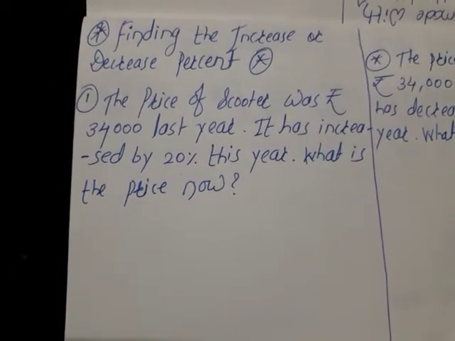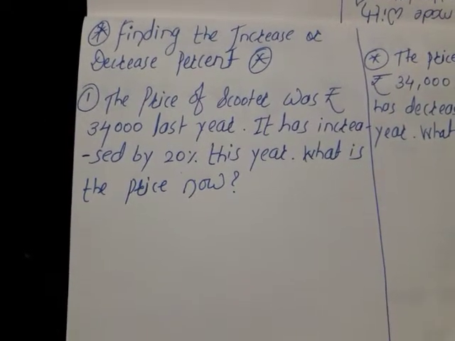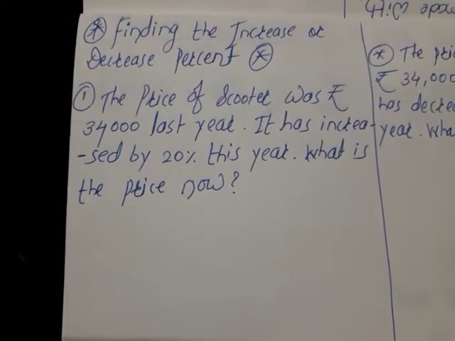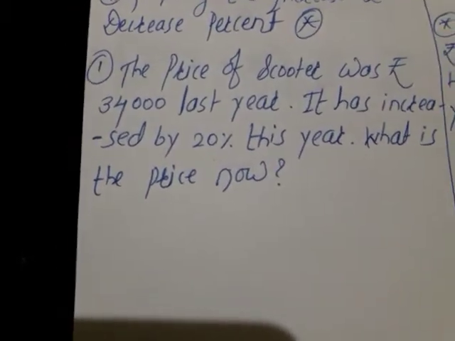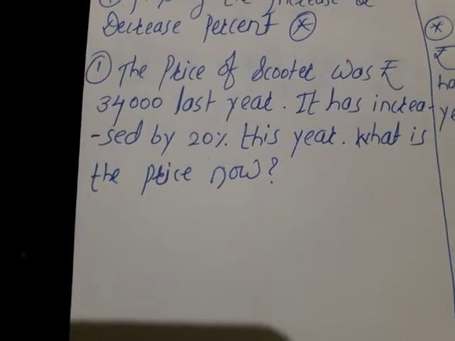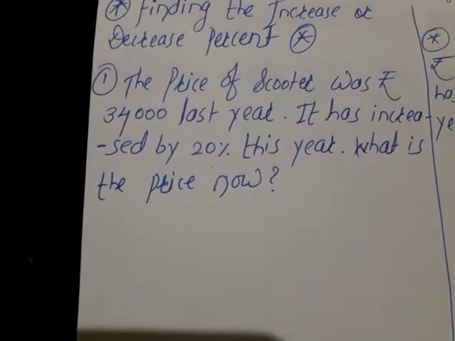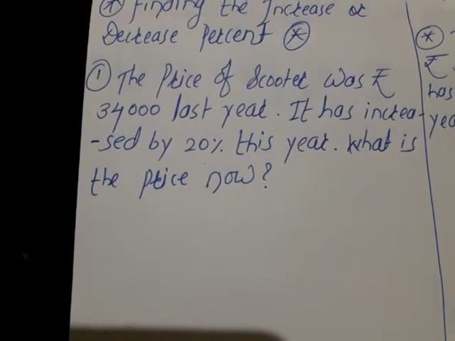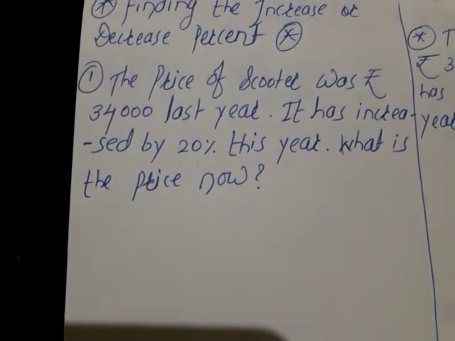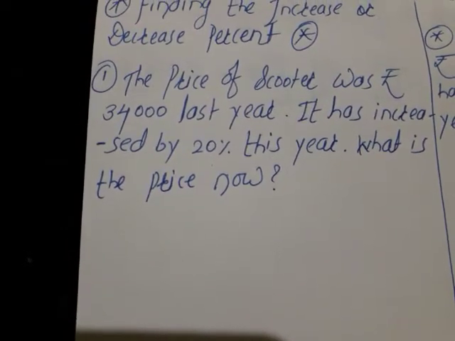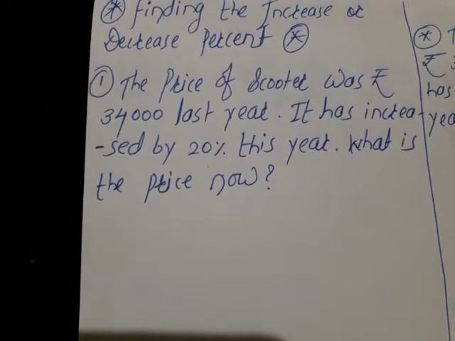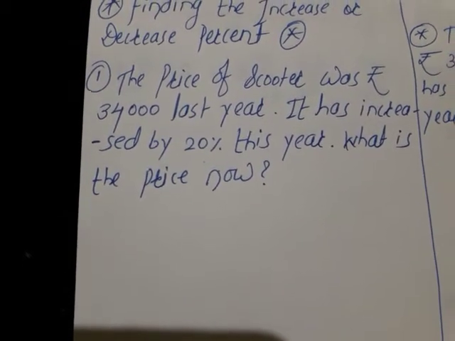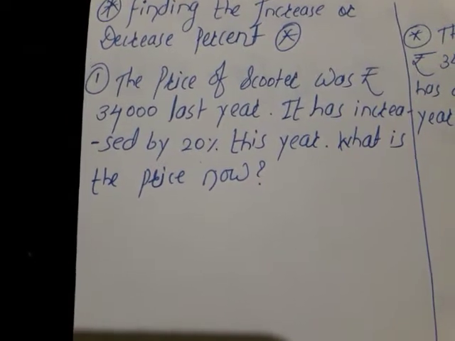Then how to find the increased value and decreased value by using the percentage given in the example, that I am going to explain. Listen and try to understand. First of all, the first example I will read in front of you. The price of the scooter was rupees 34,000 last year. It has increased by 20% this year. What is the price now, or what is the new price?